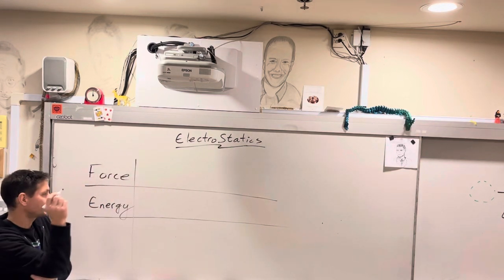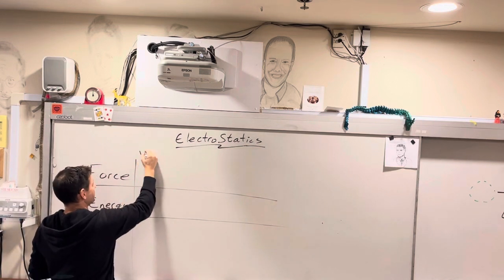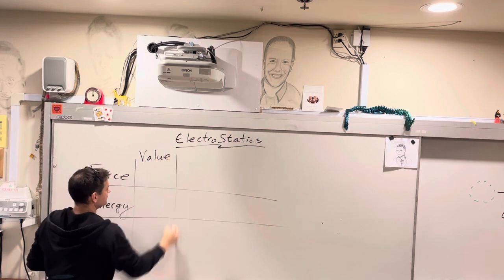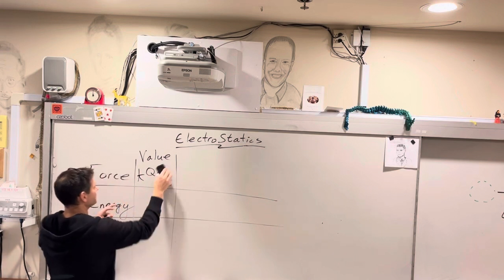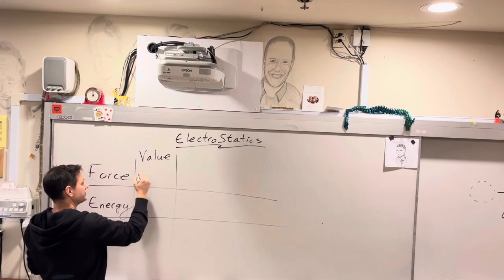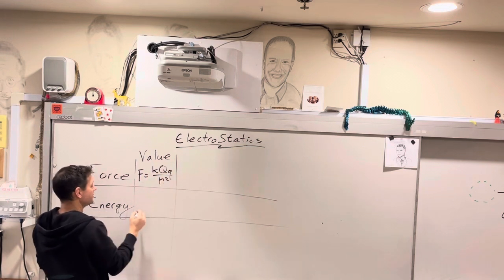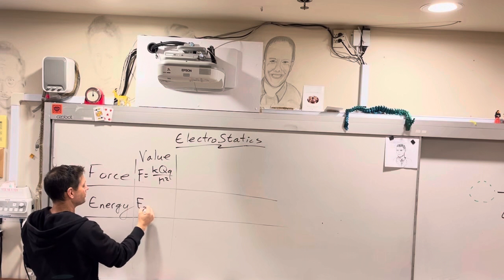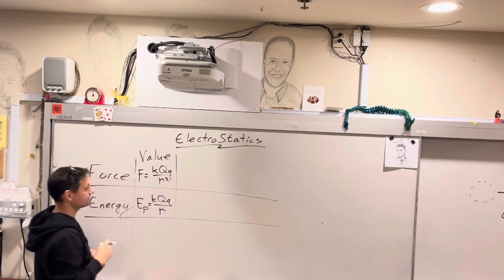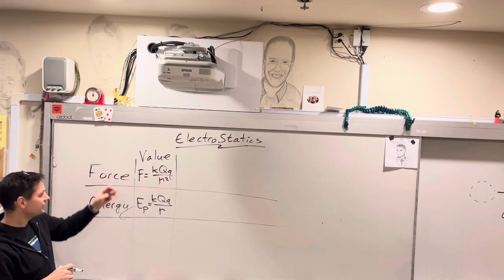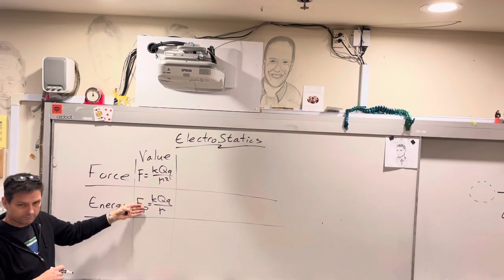So you have, and let's say this is the value of the force. So we have KQQ, oh wait a minute. F equals KQQ over R squared, yes? Yeah. And energy, which we'll call EP to avoid confusion, is KQQ over R, yes. That would give you a value in newtons or a value in joules.